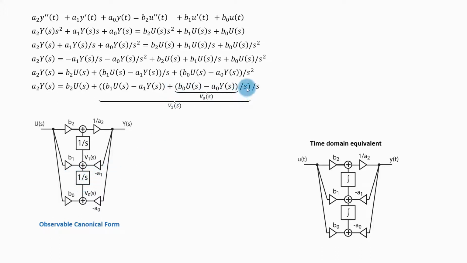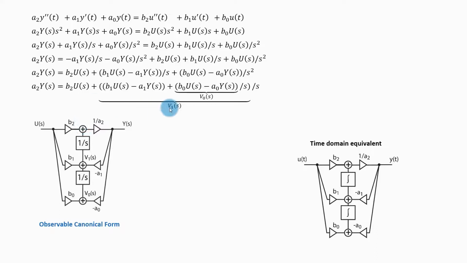To this, I need to add u of s times b1 plus y of s times minus a1. And that is what I have here. U of s times b1 plus y of s times minus a1. Now I need to take the result of this and divide it by s. That is what I have here. And to this, I need to add b2 times u of s. b2 times u of s is added here.